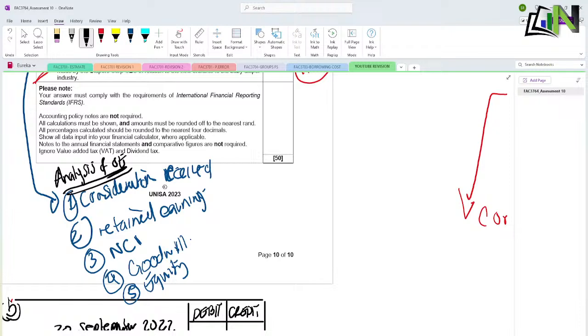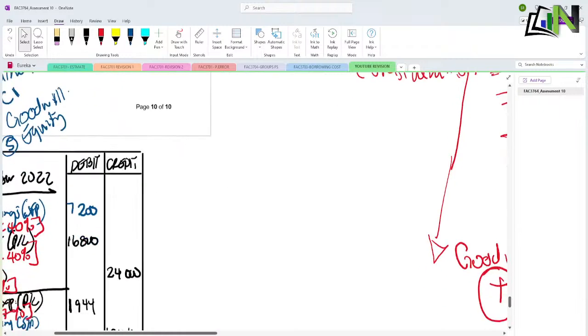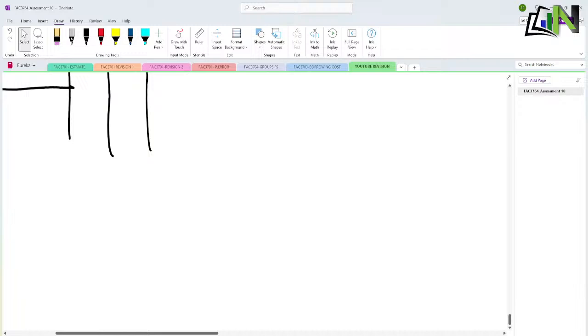I will advise you guys, I know analysis of owner's equity is a long route, but it's always the best route. You can't really make mistakes with analysis of owner's equity. It is rare for you to make mistakes with analysis of owner's equity. Okay, very, very rare. All right, so I'm going to do the analysis of owner's equity.